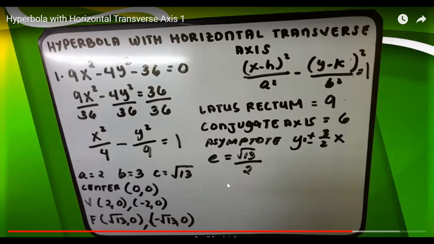So ayun. And then first part is we transform the given to standard form. Second is we identify the parts of the hyperbola. And then the third part is we're going to graph and we're going to locate each part.